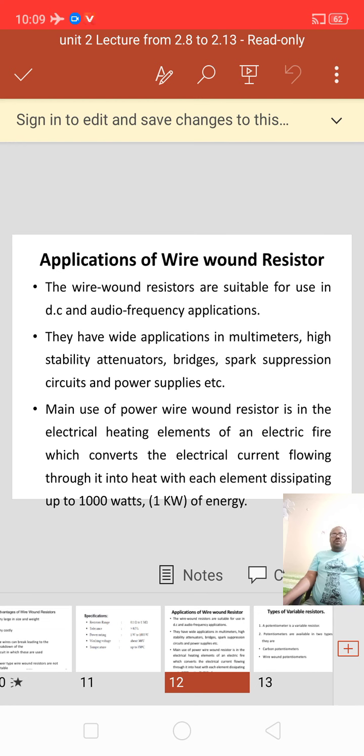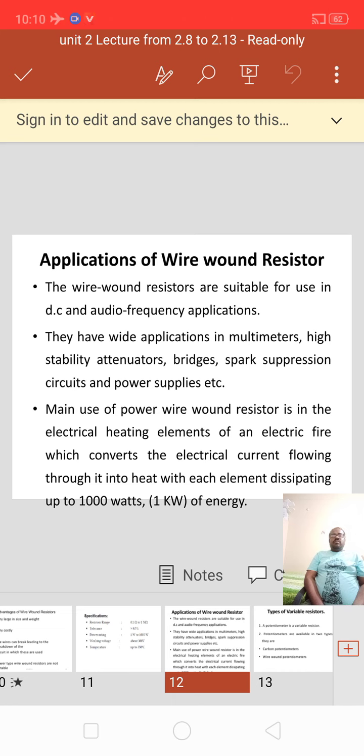The main use of power wire wound resistors is in the electrical heating elements of an electric fire, which converts the electric current flowing through it into heat, with each element dissipating up to 1000 watts, that is 1 kilowatt of energy.